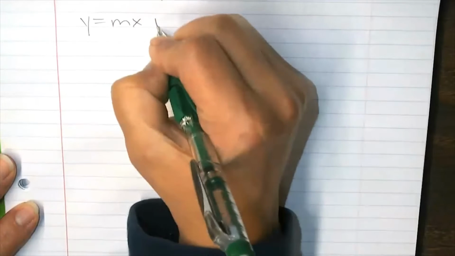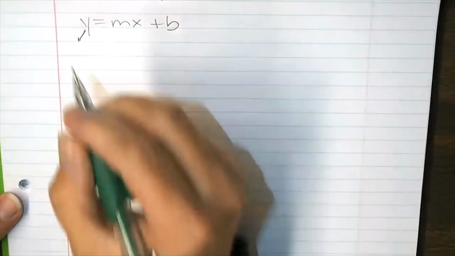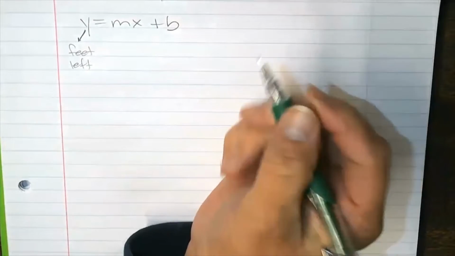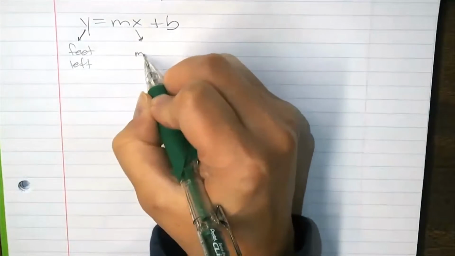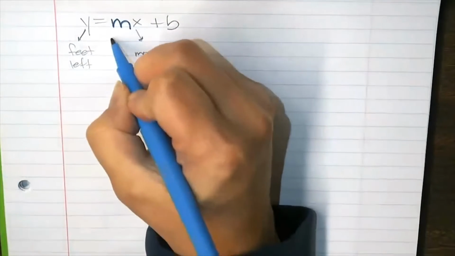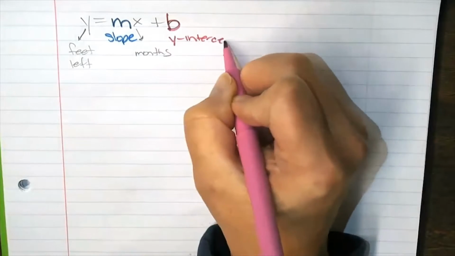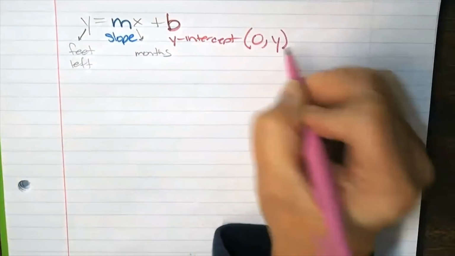So we always start with y equals mx plus b. We always start with slope-intercept form. We label our parts. Y is how many feet we have left, or how many feet remaining. X is months. M is the slope, and B is the y-intercept. When X is 0, what is Y?